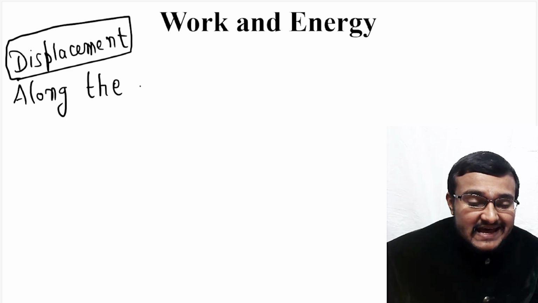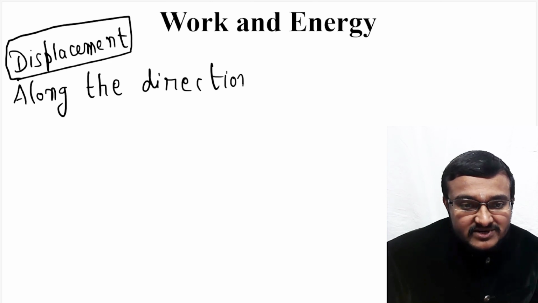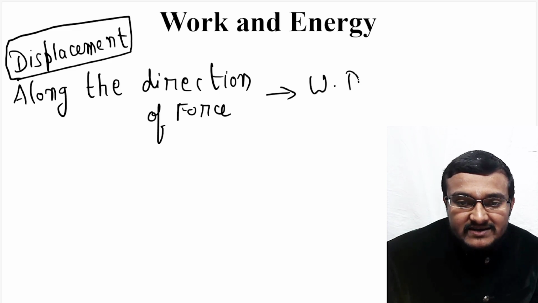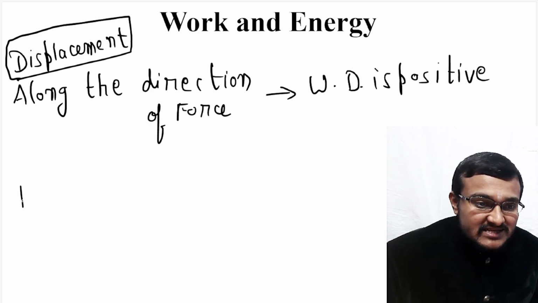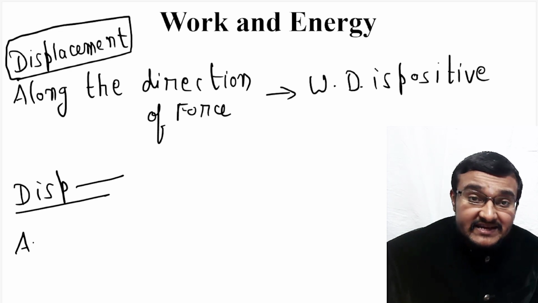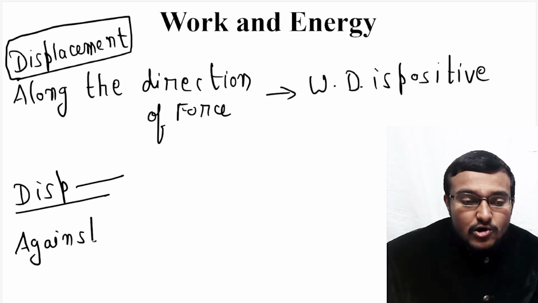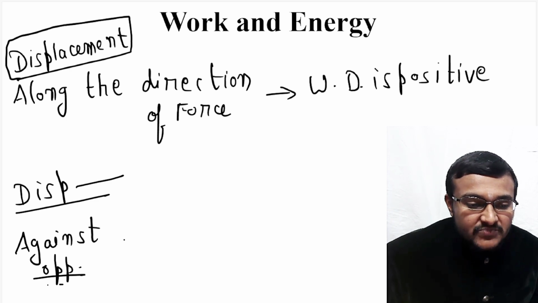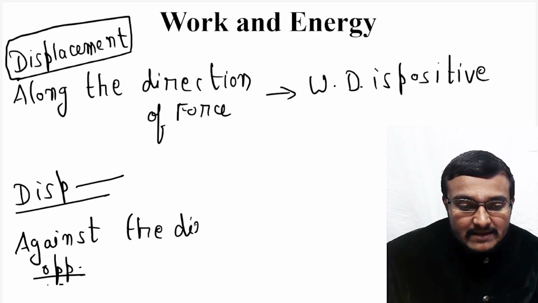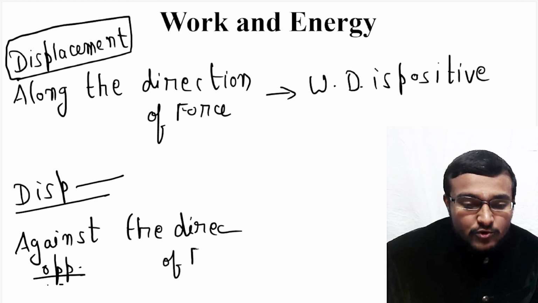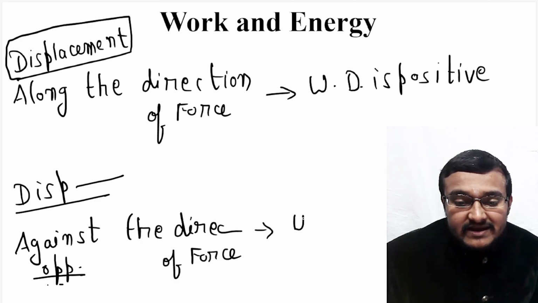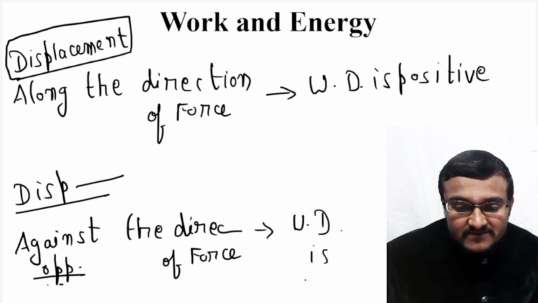So displacement which is happening along the direction of force. If this displacement is happening along the direction of force, then work done is positive. So work done will be positive. And if the same displacement is happening against, or opposite to the direction of force, then work done is negative. So that means here work done is negative.